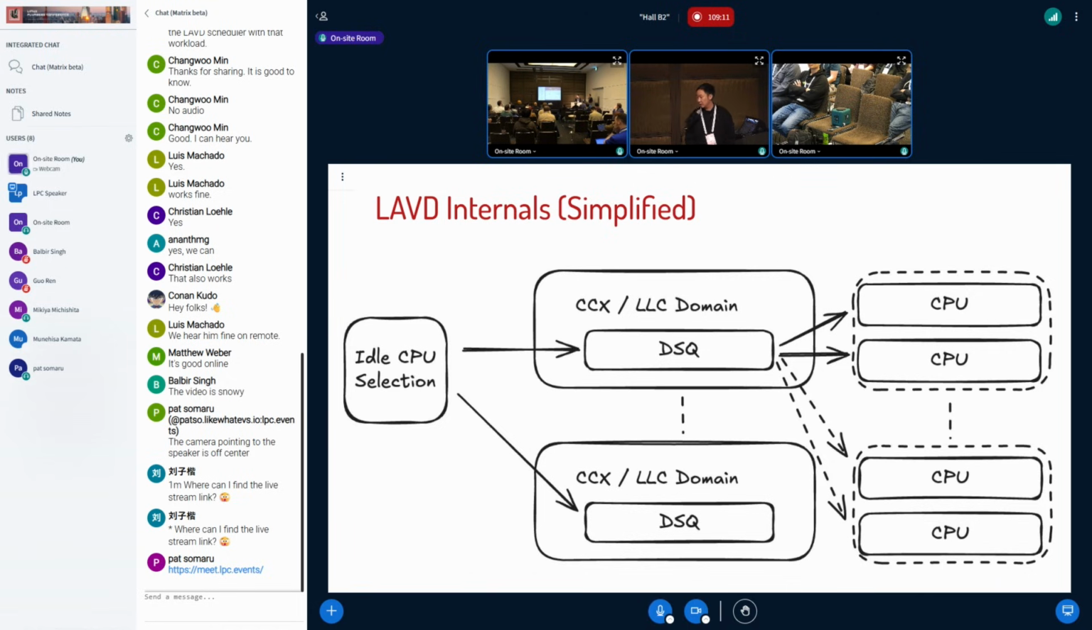If we take a look at the internals of how LAVD does its queuing, and many other schedulers, we would subdivide a DSQ per CCX domain. Generally speaking, there would be some sort of idle CPU selection that would then pick one of these DSQs based on the idleness of the CPUs. And then at the very end, the CPUs would compete for that task when idle and trying to run a task from the DSQ. As you can see, the CPUs can also steal tasks from neighboring domains as well.